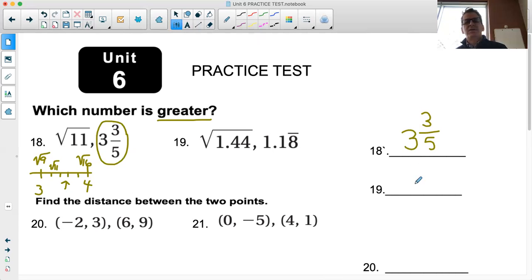1.44 squared, okay, so that's number 18. Moving on to our last question on this section, which number is greater? The square root of 1.44 is 1.2, I believe.